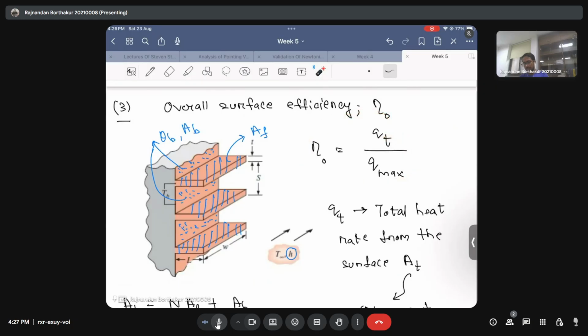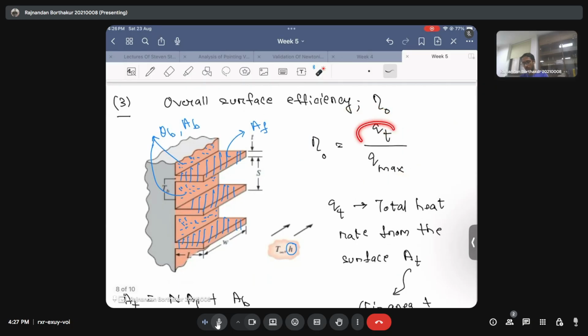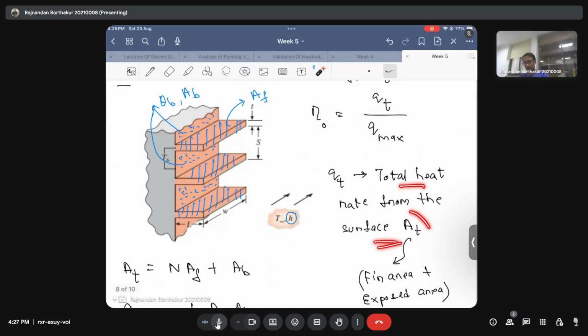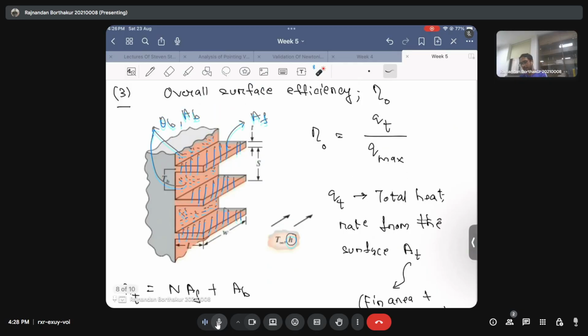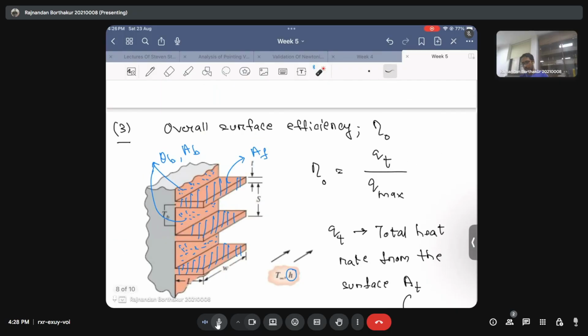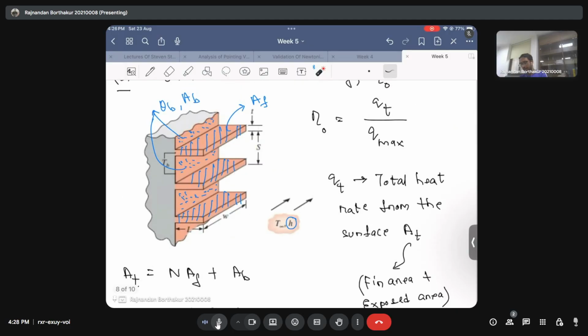Okay, and there we said that the overall efficiency is equal to the total rate of heat transfer to the maximum rate of heat transfer from the stack. And the total rate of heat transfer is associated with the total surface area that is available, which includes the surface area from each fin multiplied by N, which is the number of fins, plus the bare area, which is AB. This is the AT that we are writing. Okay, and then the maximum rate of heat transfer is when this entire stacked assembly is at the base temperature. That is how the Qmax is usually defined in the case of a single fin as well.